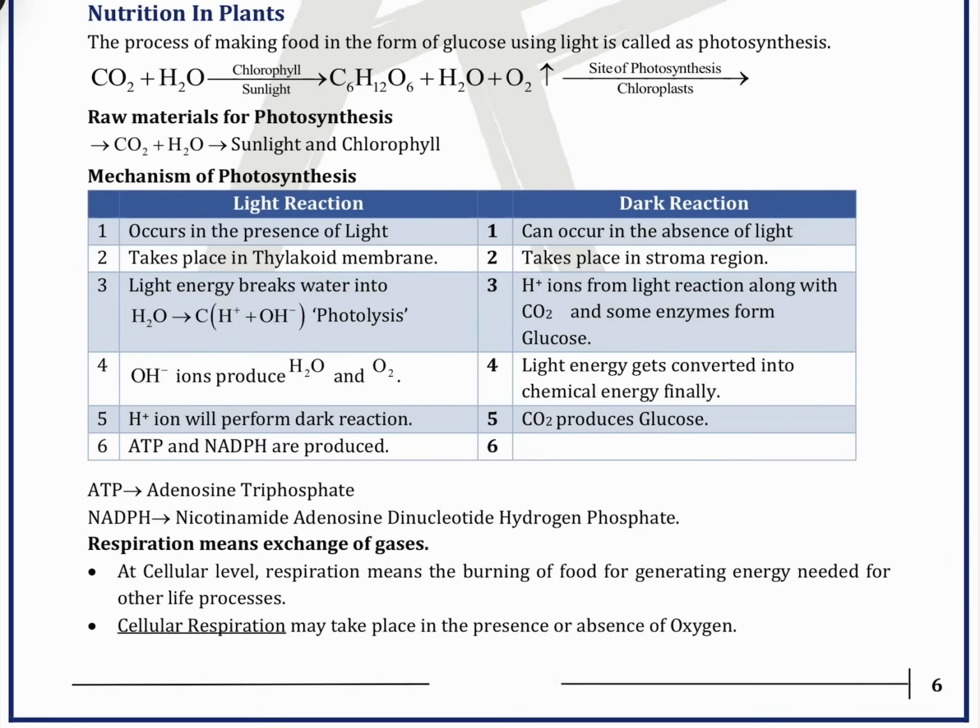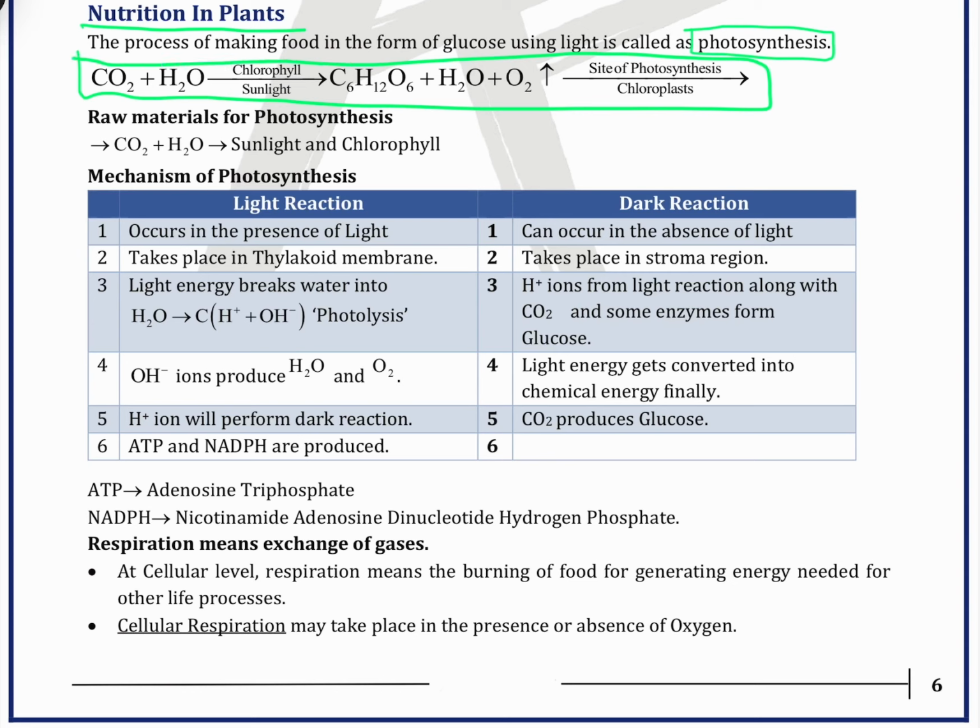Welcome back everyone. In this lecture we are going to discuss nutrition in plants. The process of making food in the form of glucose using light is called photosynthesis. Photosynthesis is basically a phenomenon in which, with the help of some raw materials, the plant synthesizes its food. Then the reaction of photosynthesis is given here.